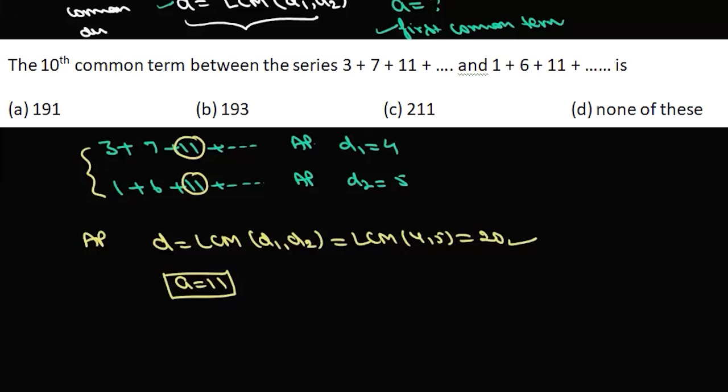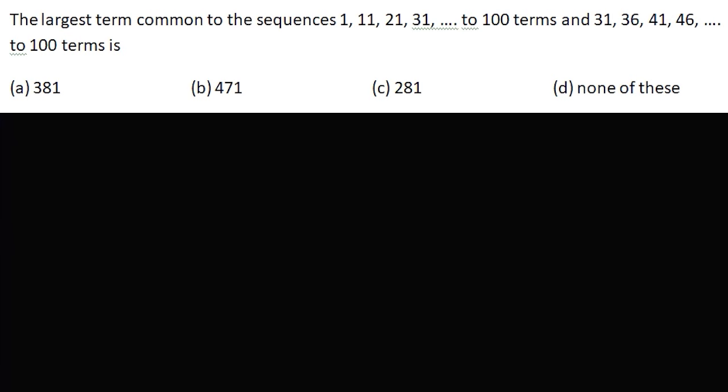So we have the first common term, and we also have its common difference. We need the 10th common term. So the 10th common term between the two series will be the 10th term of this AP, which is A plus (n minus 1) into D. So this is 180 plus 11, and that will be 191, and that's your option A.